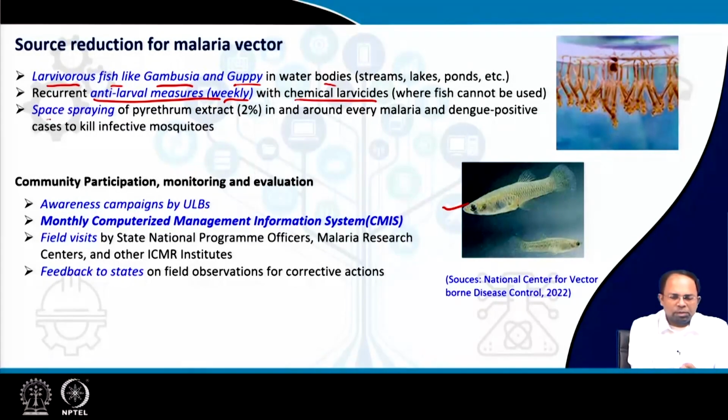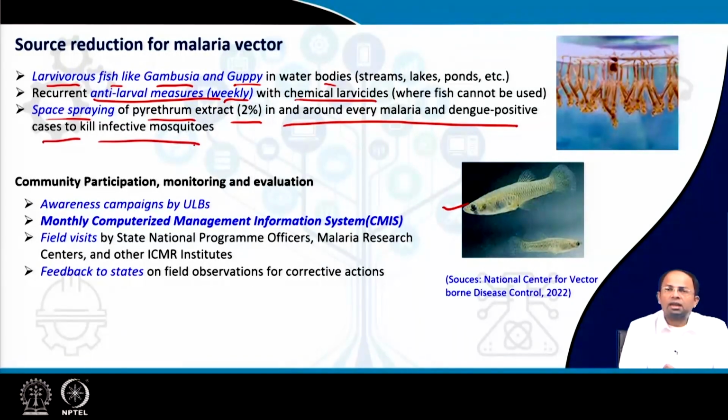And certain space could be also sprayed, like we said that in certain areas we can do space spraying as well. In areas which are infected already, we know, by pyrethrum extract 2% in and around every malaria and dengue positive case to kill infective mosquitoes. So around located cases in households where this kind of cases are being found, in that area, we can do this kind of space spraying to kill the mosquitoes which live there.